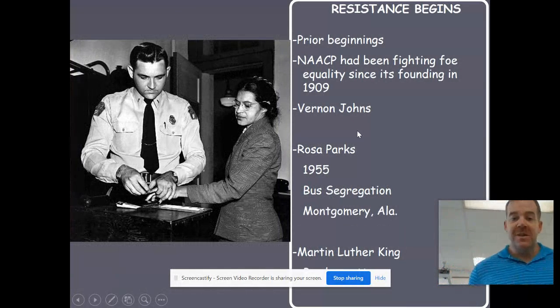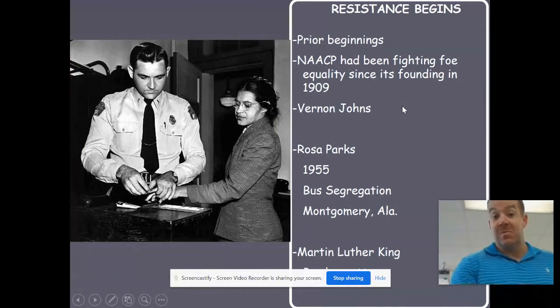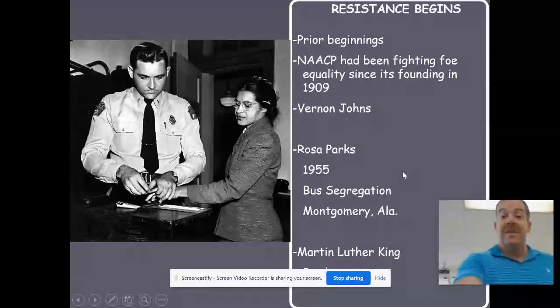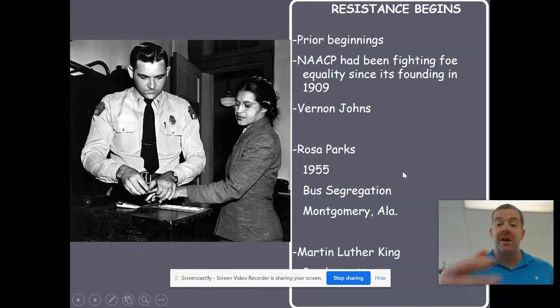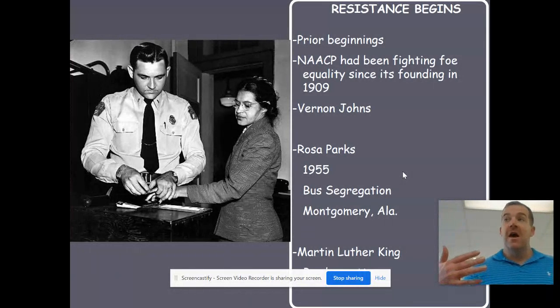There's Rosa Parks again, being detained for not giving up her seat. The NAACP is important. This is on the quiz, because they have been fighting segregation. They took a different route. They tried to fight it through the court system. Thurgood Marshall was their leader. He was general counsel for the NAACP, and they tried to fight racism and segregation through the court system.